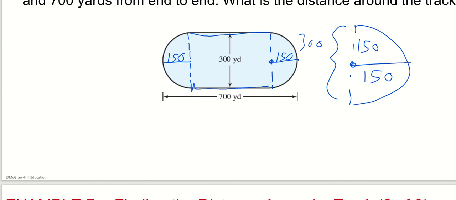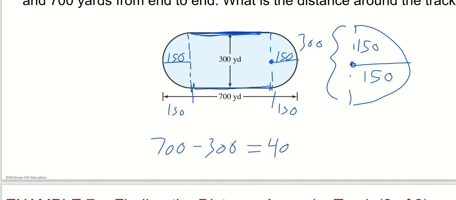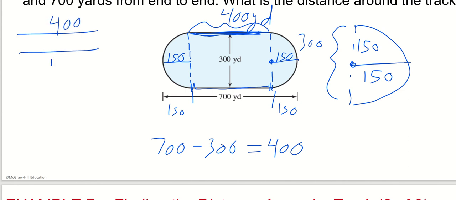Because I know that the whole thing is 700, I can figure out how much we're going to have here. If I take that 700 and subtract off the 150 that's here and the 150 that's there, well, 150 plus 150 is 300, and 700 take away 300 will leave us with 400. So the length of either one of these straight line portions of our rink or arena is going to be 400 yards. So for the total distance around the outside, I have these two lengths, each one of which is 400. If I add the straight line pieces together, we get 800 yards.